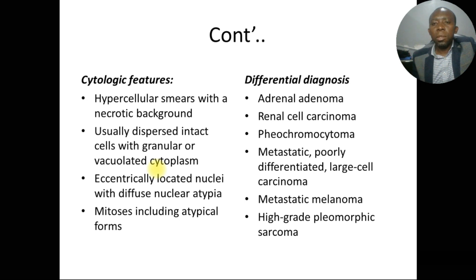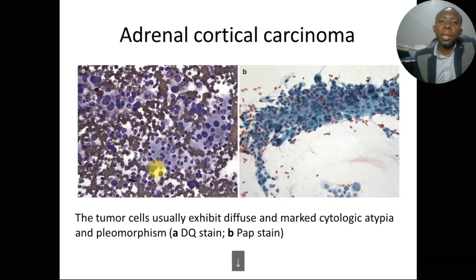So for differential diagnosis, we need to really keep in mind the possibilities of encountering adrenal carcinoma, renal carcinoma, pheochromocytoma, metastatic and poorly differentiated large cell carcinoma, metastatic melanoma, high-grade pleomorphic sarcomas, and others. Looking at the image, this is how adrenocortical carcinoma would appear, and specifically we look at the tumor cells, which usually exhibit diffuse and marked cytologic atypia and polymorphism, and these are key features.